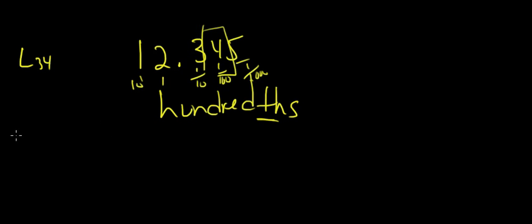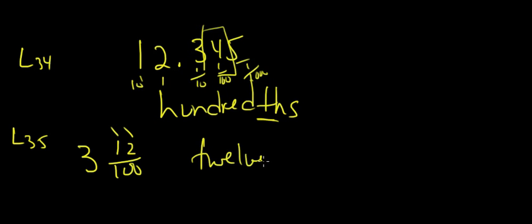Next lesson question comes from lesson 35, and it says write the decimal numeral for 3 and 12 hundredths. So we have 3 and 12 hundredths. So 3 and means we're going to have a fraction, and 12 hundredths. 3 and 12 hundredths, right? There's my tenths and there's my hundredths. There's 3 and 12 hundredths. And remember, we're talking about this. 12 hundredths. Okay, that's what we're looking at.